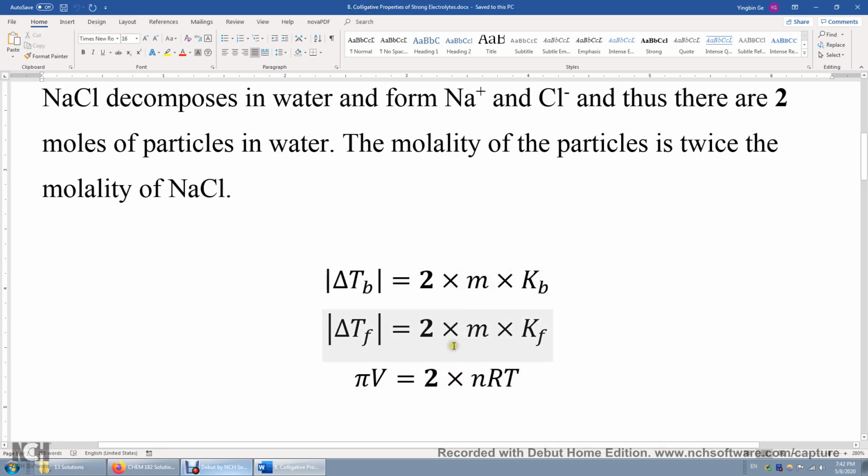All right, so you use these 3 equations instead. And this 2 is the number of particles produced by just one formula unit. This is called the Van't Hoff factor.